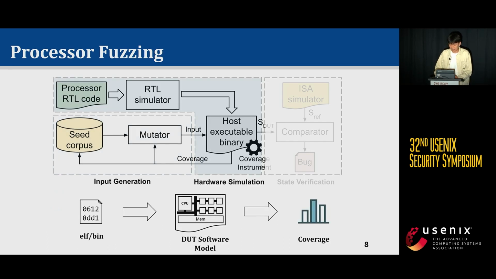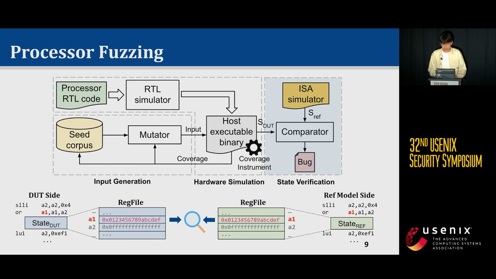Then, in the next step, the fuzzer starts to simulate the design under test and reports the simulation coverage. We first use an RTL simulator to translate the source code of the processor into an executable software model. During the simulation, the software model will fetch instructions from the input and execute them. Just like software fuzzing, the software model is also instrumented to collect coverage information, and the input generator will use this coverage to evaluate its mutations.